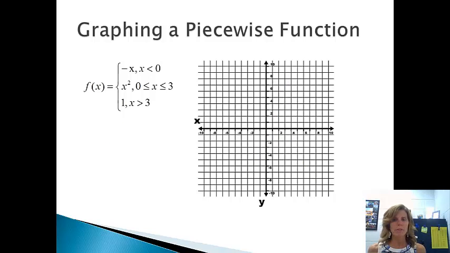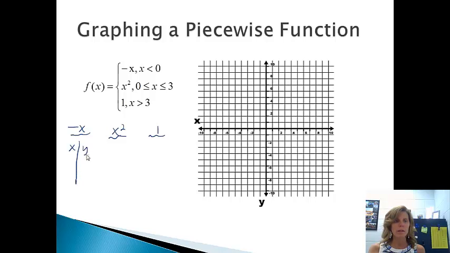The next example for graphing a piecewise function, if you'd like to pause the video and try this yourself, that would be great. But I'm going to go ahead and separate it into 3 parts. So we've got negative x as one of my parts, x squared as a second part, and then 1 as a third part. Just thinking about this, I know that negative x is going to be a line with a downward slope, x squared is going to be a parabola, and then 1 is just going to be a flat line straight across.